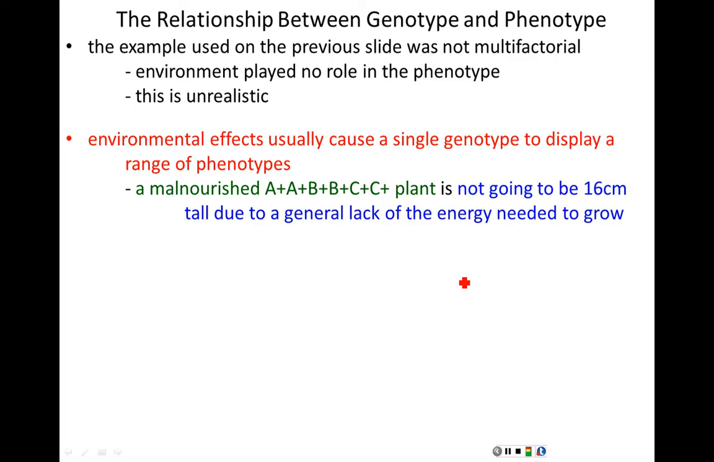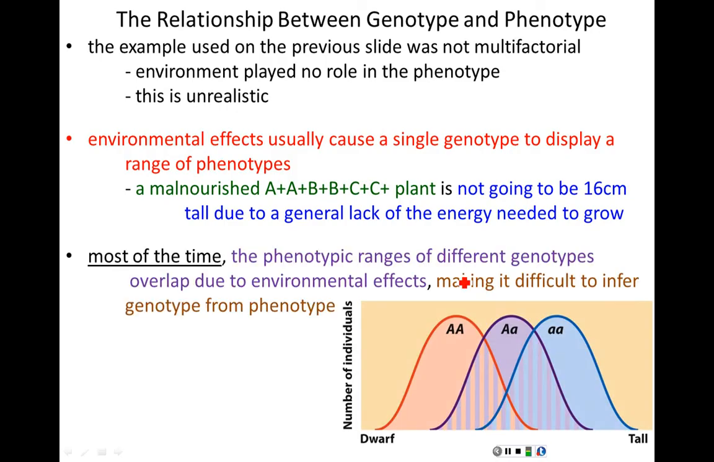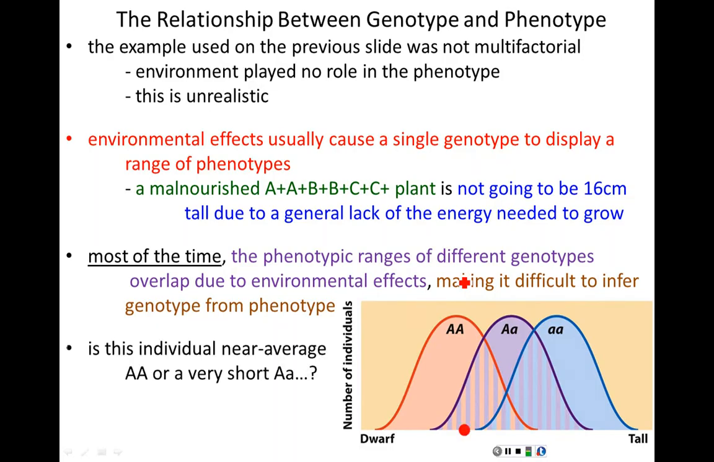I'll tell you right now, that plant is not going to grow to 16 centimeters, just due to a general lack of energy that it needed to grow. So environment does play a role. Most of the time, the phenotypic ranges of different genotypes overlap. They overlap due to environmental effects, making it very, very difficult to reverse infer the genotype from looking at the phenotype. I'll give you an example.